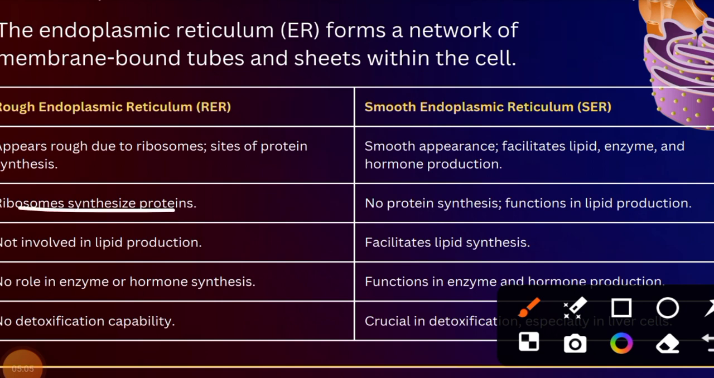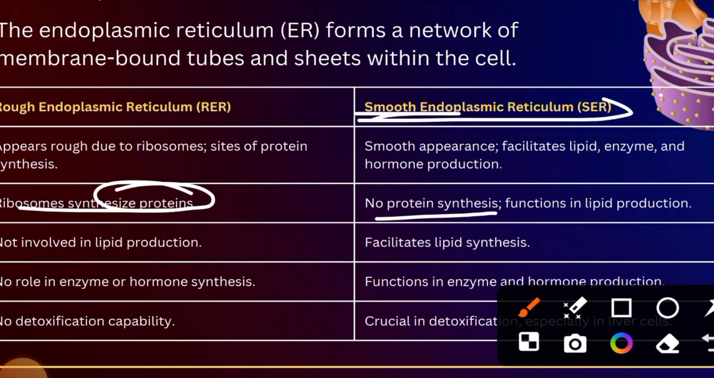Then ribosomes synthesize protein. Ribosomes are present on the rough ER, and they make protein. The smooth endoplasmic reticulum does not synthesize protein. It only synthesizes lipids and fats. It functions in lipid production.